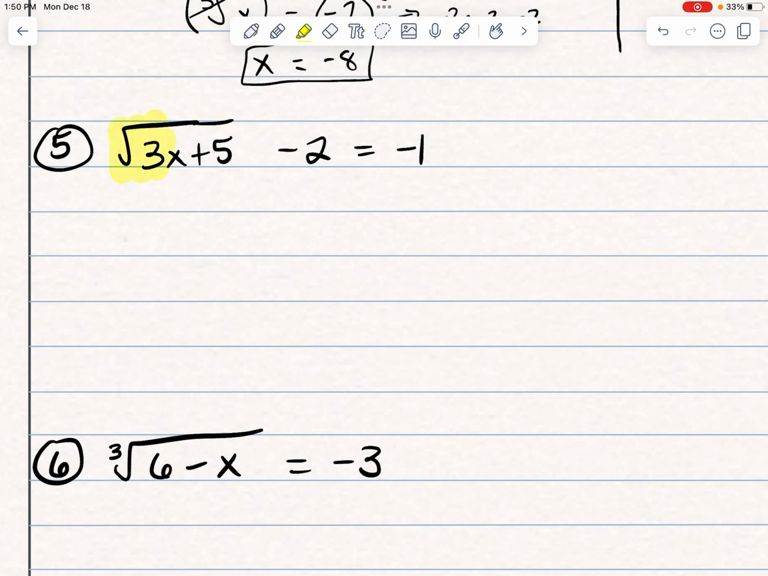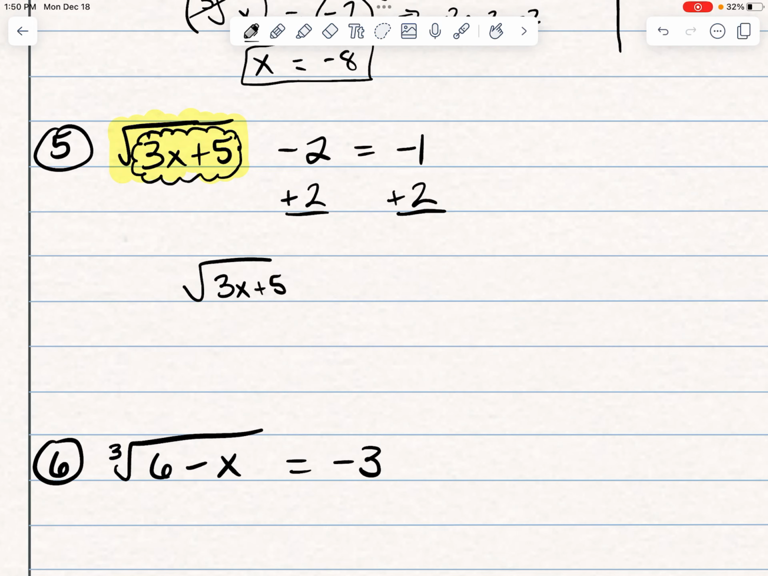So for this one, we want to isolate the radical. So we're trying to isolate all of 3x plus 5. That is what's under the radical. Well, we're going to do that by adding 2 to both sides first. This is going to give us the square root of 3x plus 5 is equal to positive 1.